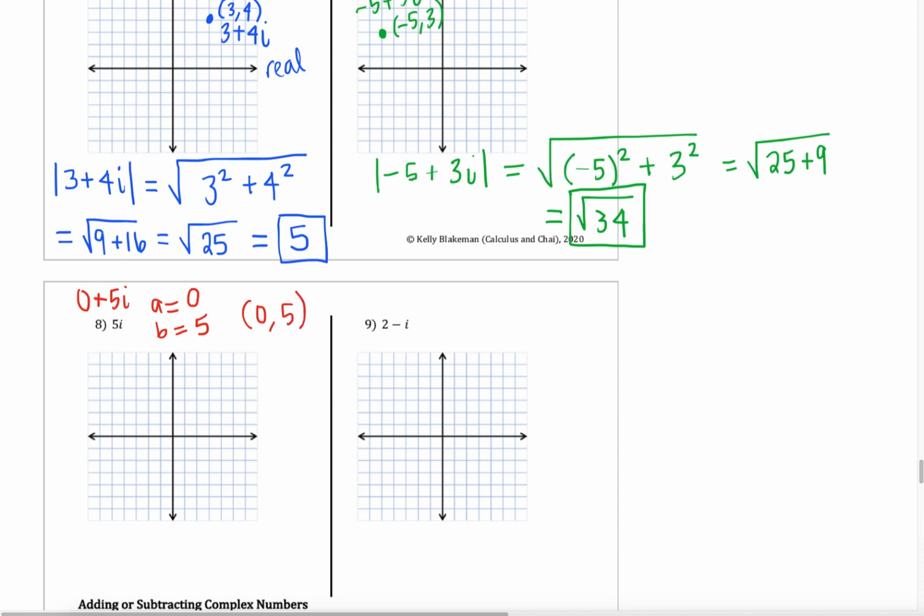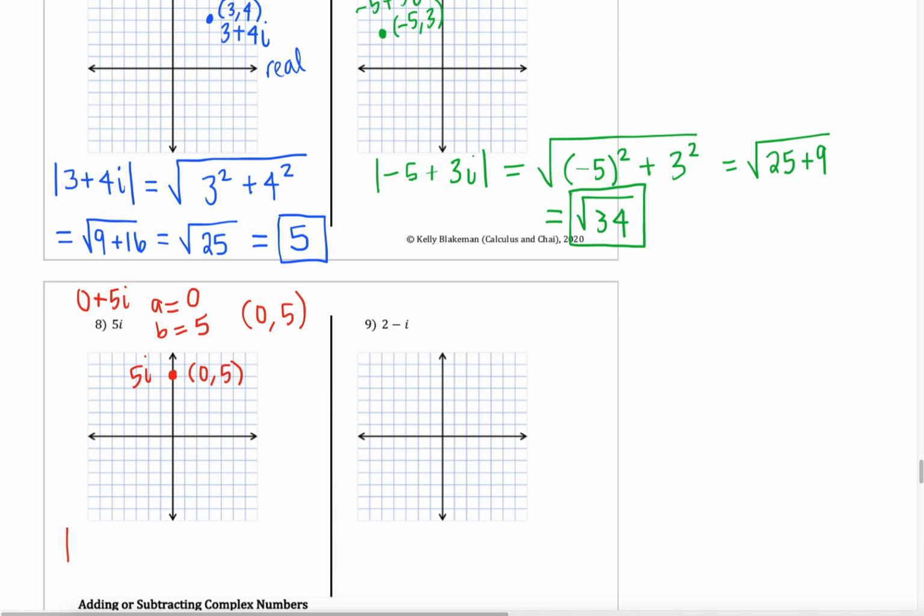So since my a component is 0, I'm just going up 5 instead of going right or left, and I'm plotting that. In this case, I'm on my imaginary axis, which makes sense since this is a purely imaginary number then.